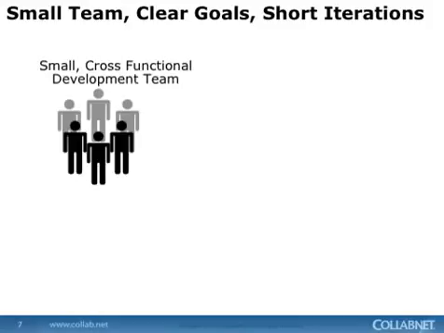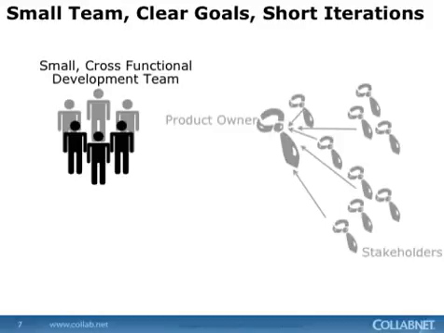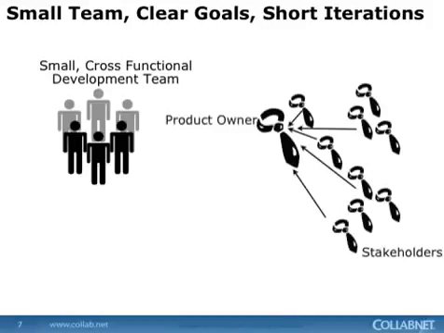We'll talk about why later on. So we get this small group of people, and we'll call them the Scrum development team. We'll get someone else, and we'll call him or her the product owner.